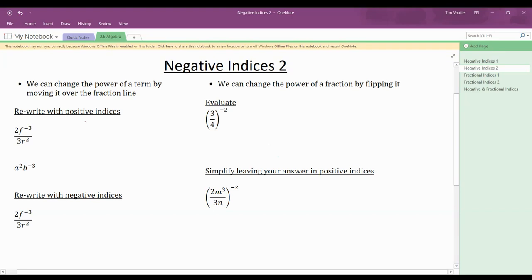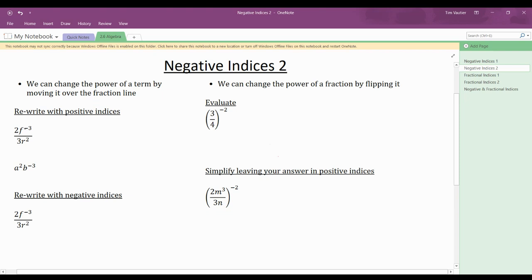So we're continuing on with a little bit more about negative indices in this video, and one important principle that follows on from what happened in the last video is that we can change the power of a term by moving it over the fraction line. We saw that with the basic examples, where if we had something with a negative power, that could be changed to a positive power by going on the bottom of the fraction.